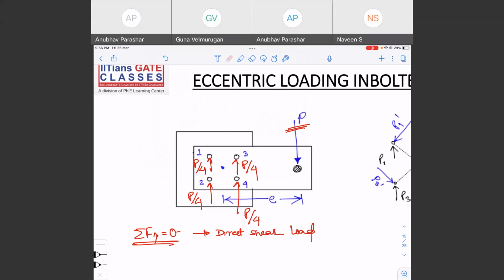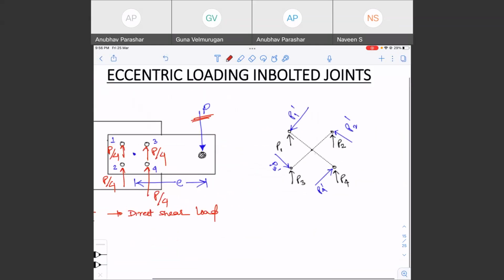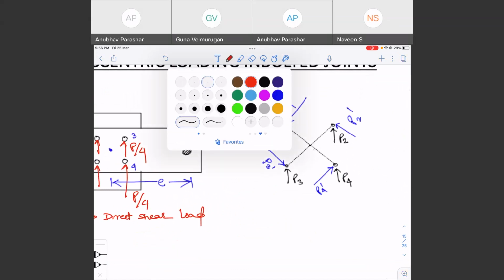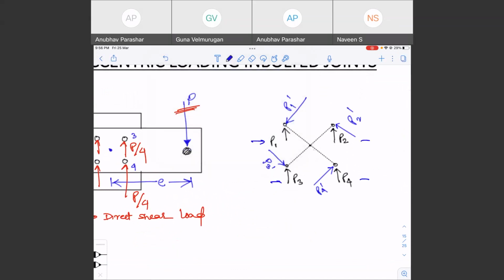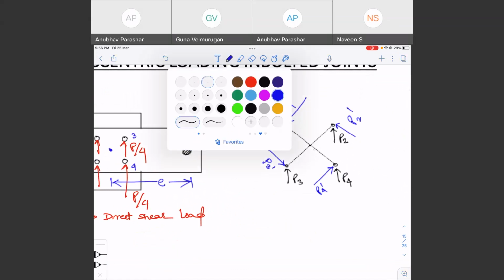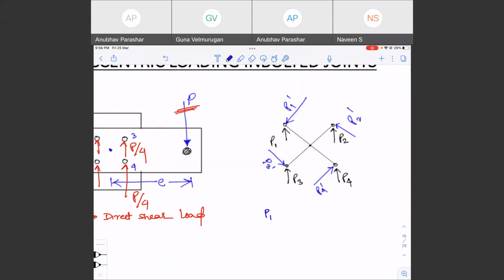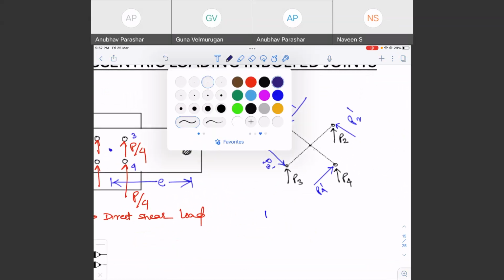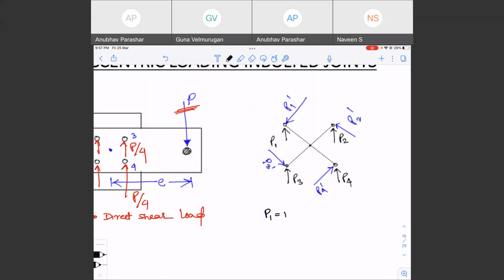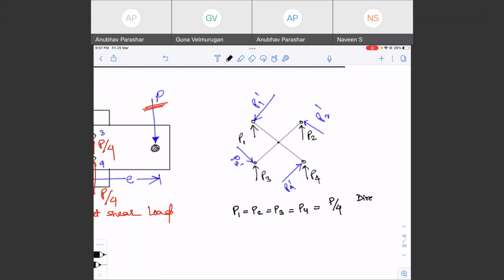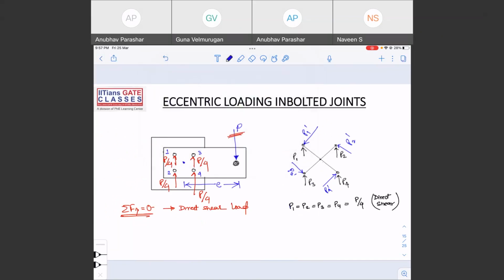Right? So here I have represented it in this way. I have not written P by 4. I have simply written P1, P3, P4, P2. I can definitely say here that P1 is equal to P2 is equal to P3 is equal to P4, which is P/4. So what is this? This is direct shear. Objective questions can be asked from here. Okay.